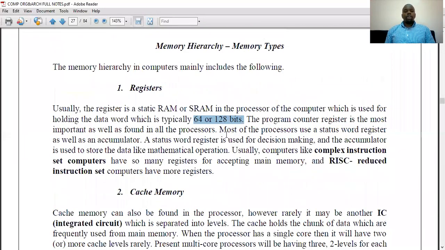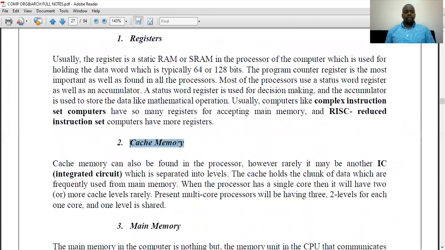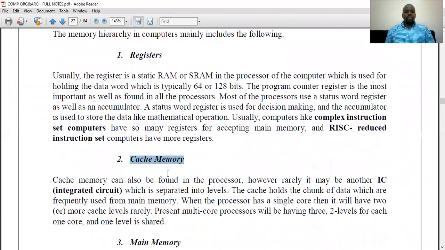When we go further down the hierarchy, we find the cache memory. By virtue of cache memory being number 2 and registers being number 1, we can conclude that the CPU accesses the cache memory slower than it accesses the registers, because it is going down the memory hierarchy.